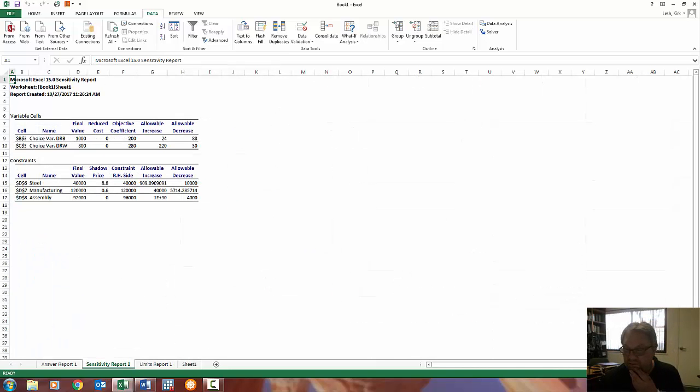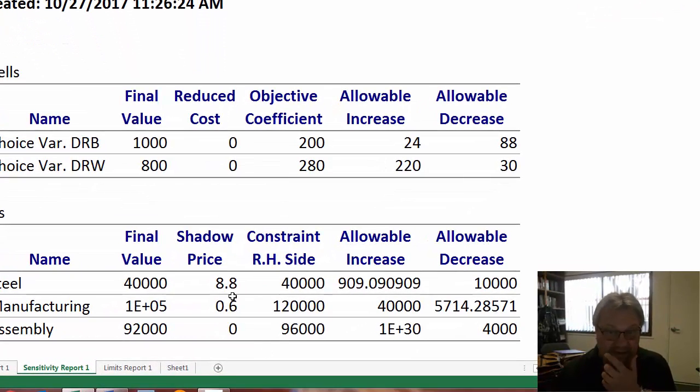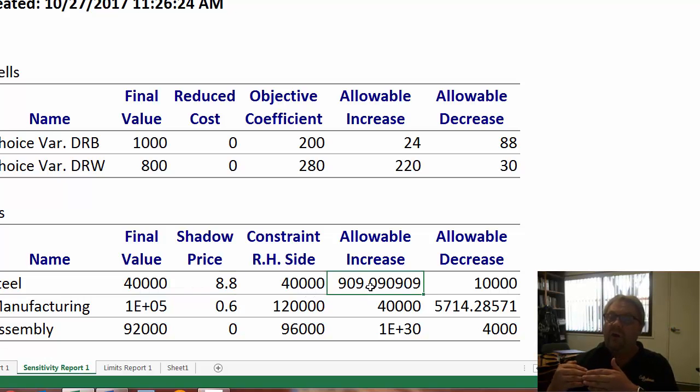All right, so go to the sensitivity report. So we're looking at steel. So the shadow price tells me that for every additional pound of steel I get, profit will go up by $8.80. Since this company is going to sell it to me for $2 per pound, I would say yes. And then they want to sell me 500 pounds. Well, I can go up to 909 pounds and this shadow price will still be valid.